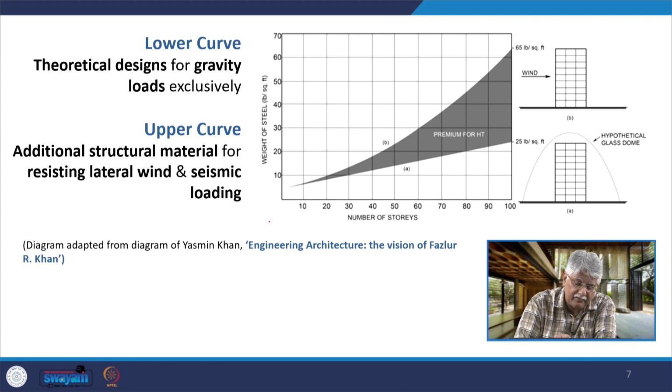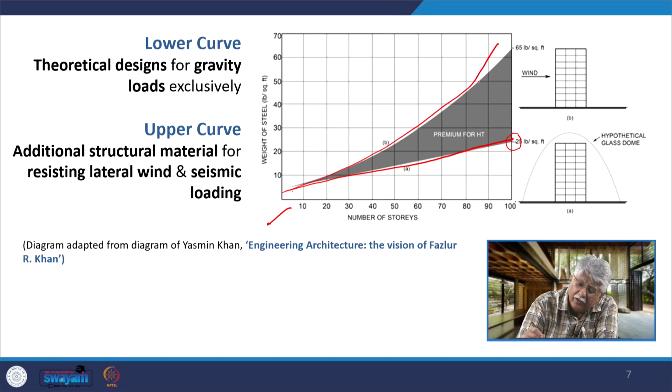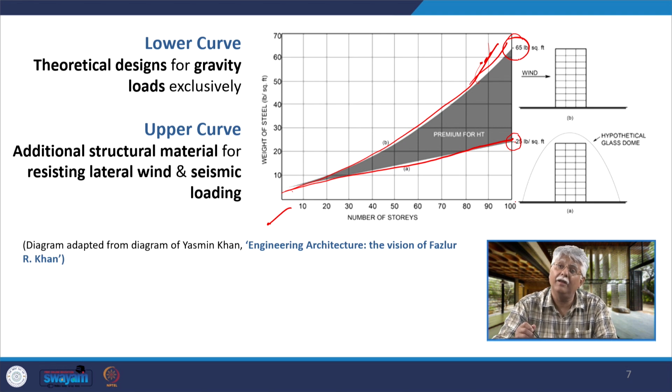He had given this graph that shows the lower curve is a theoretical design for gravity loads exclusively, and it shows that if your building height is approximately 100 stories, you would require around 25 pounds per square feet of steel. But for lateral loading, the upper curve shows the amount of steel required for lateral resistance, and that is about 65 pounds per square feet for a building about 100 stories high.